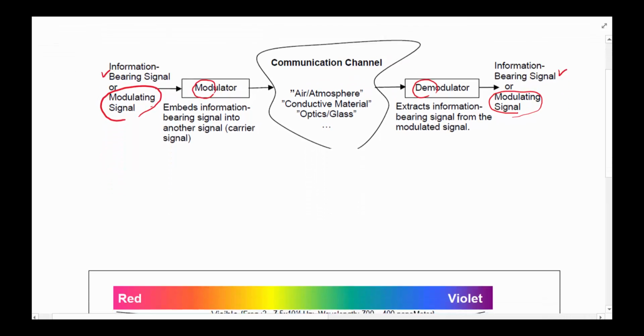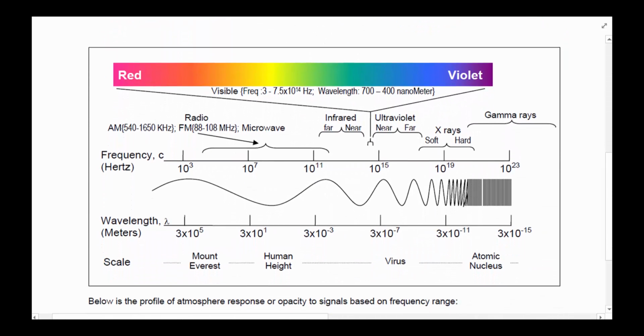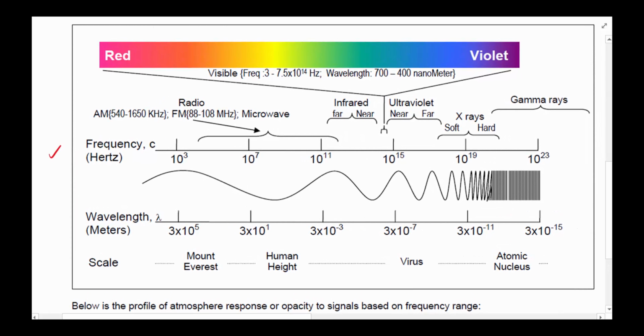Okay. Now let's go ahead and talk a little bit about air, because air is one medium. Let's talk about the electromagnetic spectrum. Everything we hear, everything we see, everything that gets transmitted, fits within the electromagnetic spectrum, and that's what this graph right here is. This is called the electromagnetic spectrum.